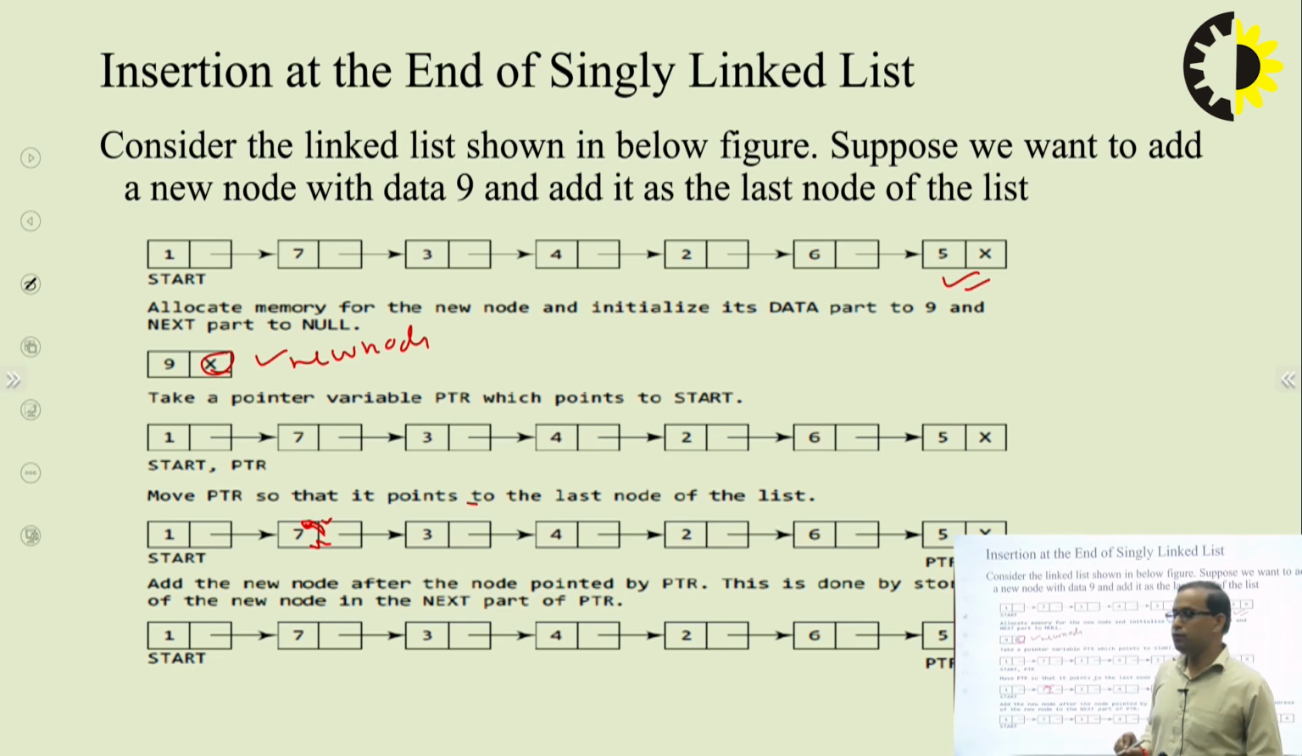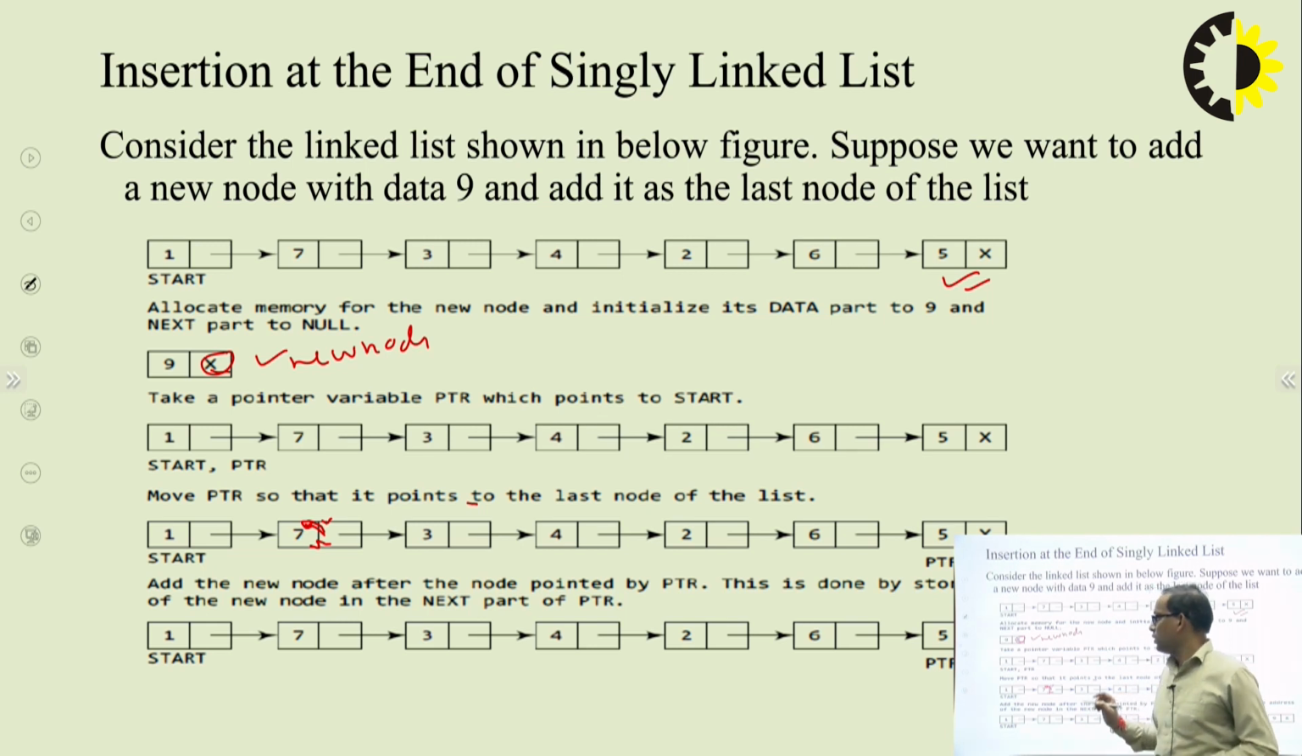Okay, so at first we create a new node, second we allocate the memory to the newly created node, and after that we assign the data value to the data field of this particular node, and we set null, because this node is going to be inserted at the end of the linked list. So we can initially set the address field of this node as null.